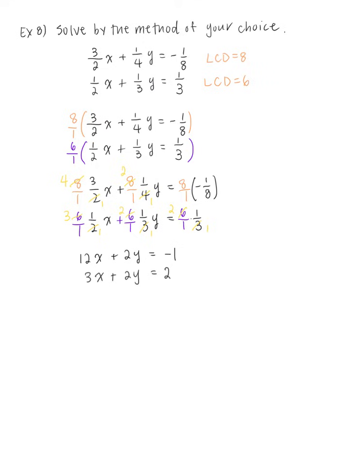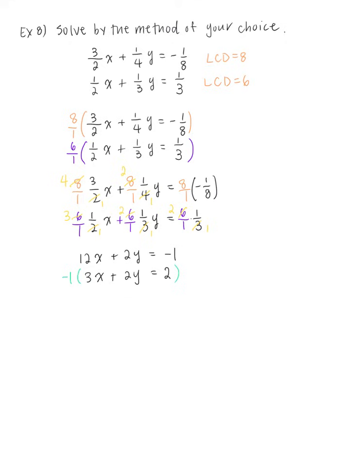All right, so let's go from here. You need to decide which variable you want to get rid of. I think it's a lot easier for us to get rid of the y, because all I have to do is multiply one of the equations by negative 1. So let me just do that. I'm going to multiply by -1.